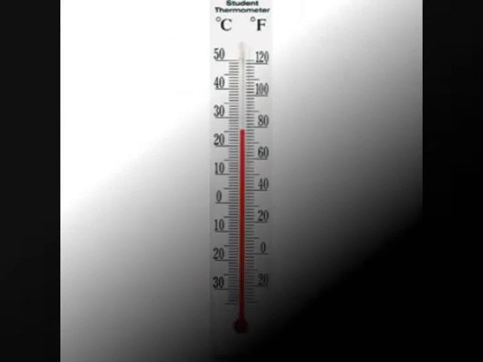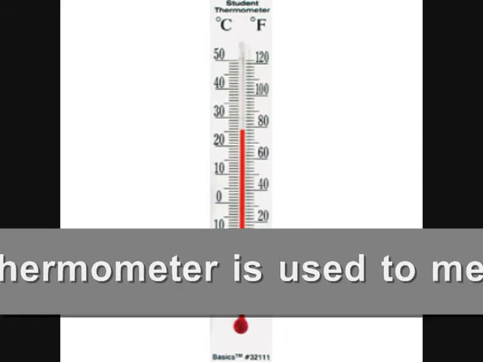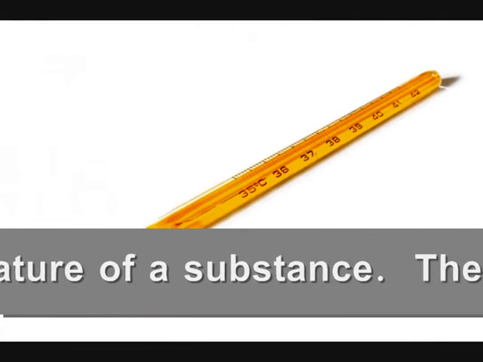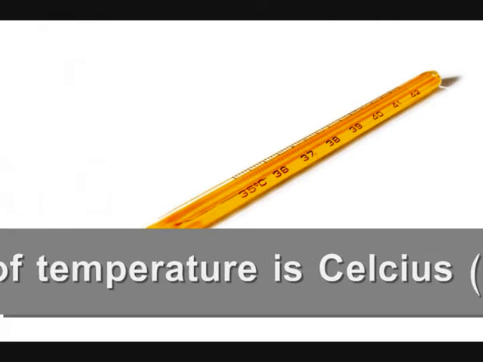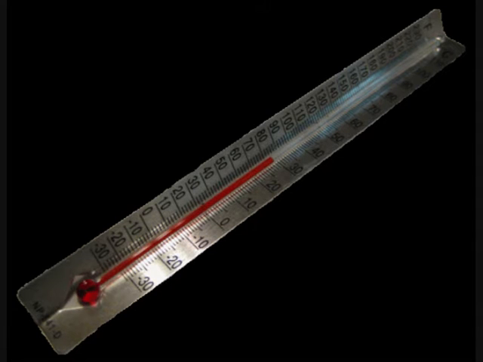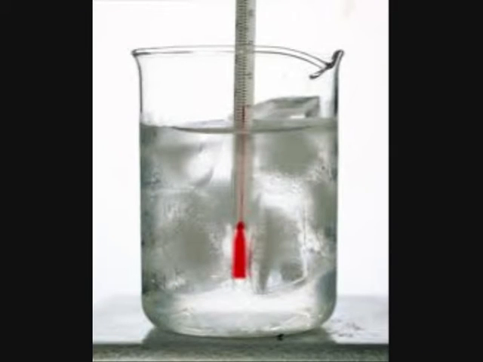Thermometer. A thermometer is used to measure the temperature of a substance. The metric unit of measurement for temperature is Celsius, so we will be using the side marked C on the thermometers. When measuring temperature, you insert the bulb at the bottom of the thermometer into the substance you want to get the temperature of. Then you need to wait for the temperature to fully be recorded on the tool.